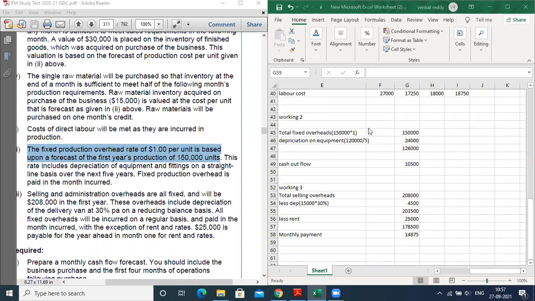Let me explain. After deducting the depreciation, our total net cash outflow towards selling and distribution is 2,03,500. But here they mentioned that rent and rates, that is 25,000, is payable for the year ahead in the month, so we should assume it as an advance amount. So 2,03,500, if you pay 25,000 as advance, then we are left with 1,78,500. This divided by 12 gives a monthly payment of 14,875. So the monthly cash outflow would be 14,875.